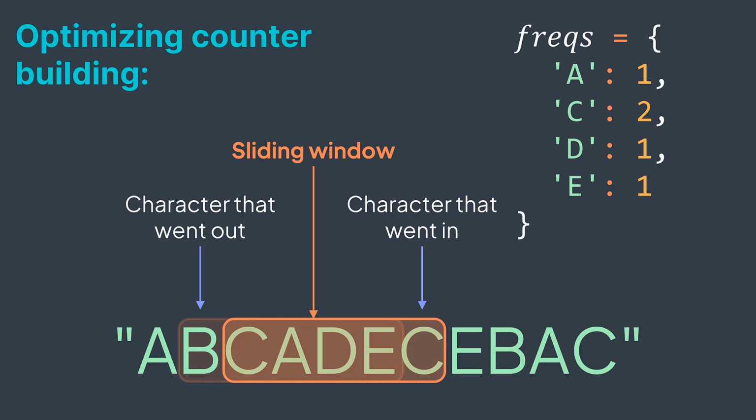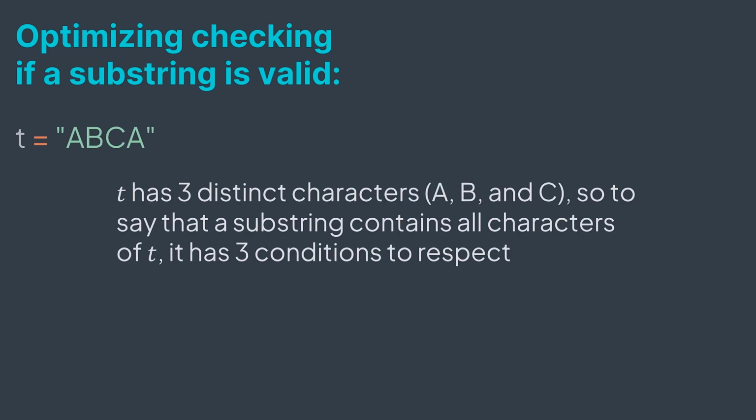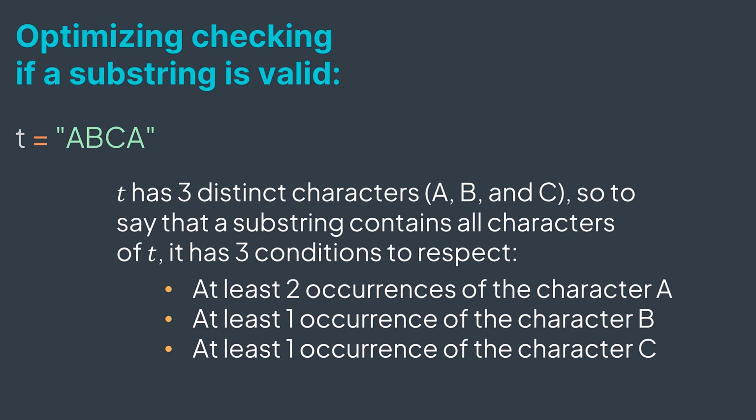Last thing to optimize, the cost of checking if it contains all characters. The cost is actually m, because we need to traverse characters of frec_t, but let me show you how to optimize it. In our example, t is ABCA. It has 3 distinct characters A, B, and C, so we have 3 conditions to respect to say that our substring contains all characters of t. The conditions are at least 2 occurrences of A, at least 1 occurrence of B, and at least 1 occurrence of C.